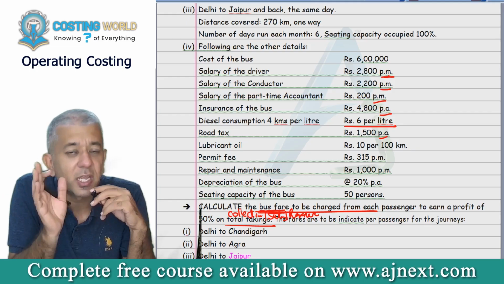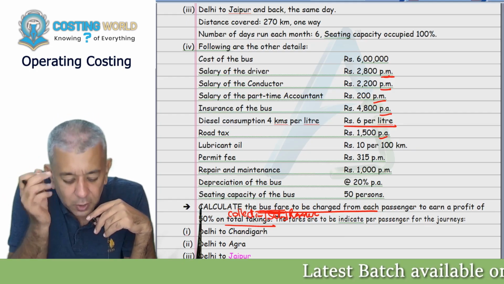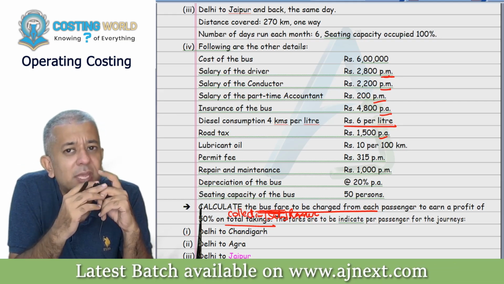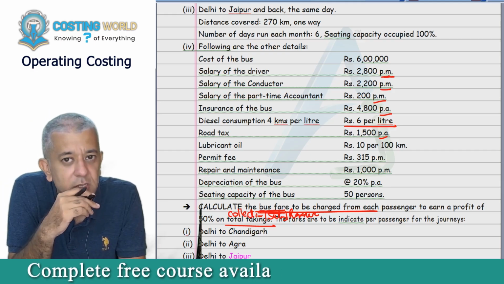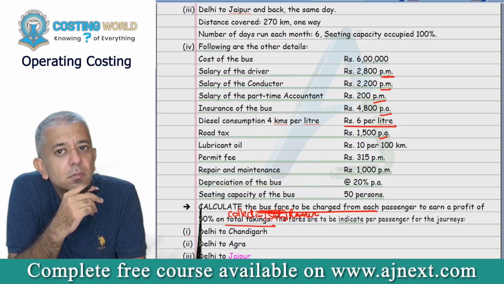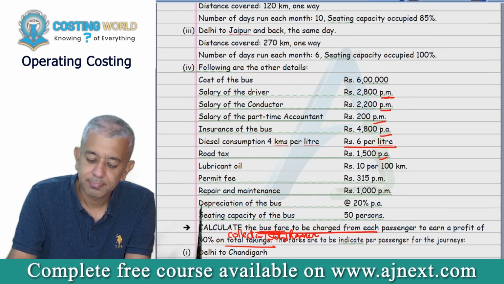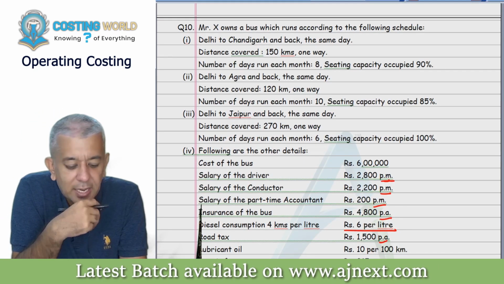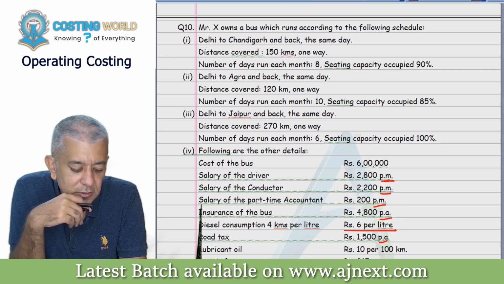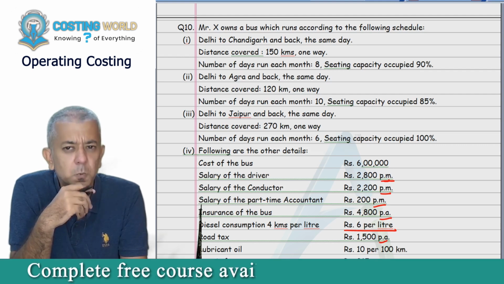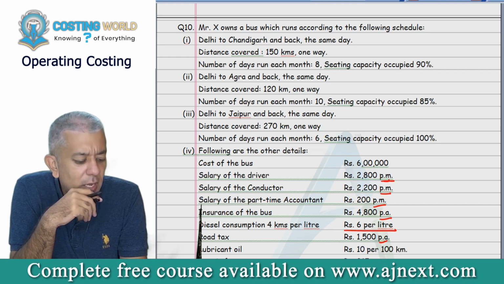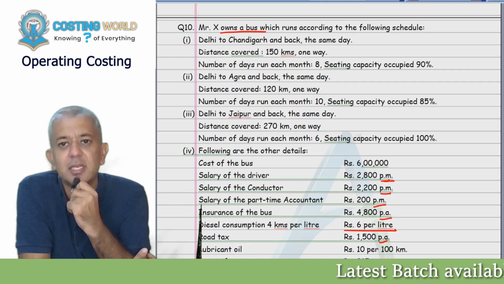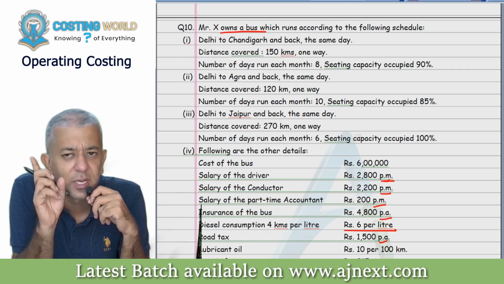Now see, we are starting with the operating cost statement, and everybody will try to participate in this. We will have to make an operating cost statement for the entire company. Tell me, entire company has how many buses? I guess there is only one single bus. No, it is written to you over there: owns a bus which runs according to the following schedule. So therefore there is only one bus that the company has.